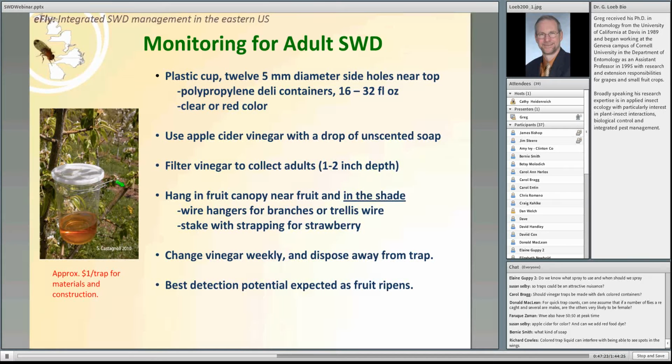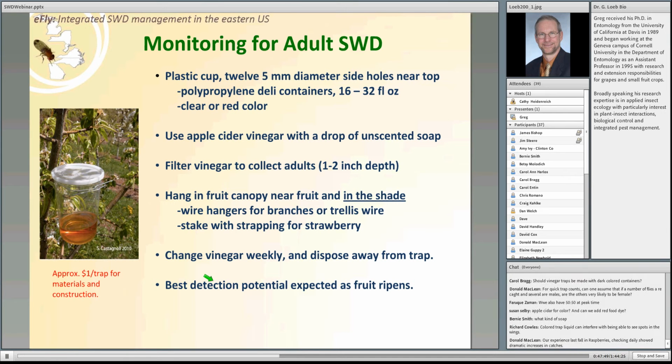So you replace that vinegar weekly. Apparently, over time, the attractiveness of vinegar does decrease, so again, it's important to replace that lure regularly. And as mentioned, the last point here is that you generally start detecting these adults as fruit is ripening or is ripe. As I mentioned, the results from the west and in the east are that it's not uncommon to not catch your first adult until after you've got evidence of egg laying.